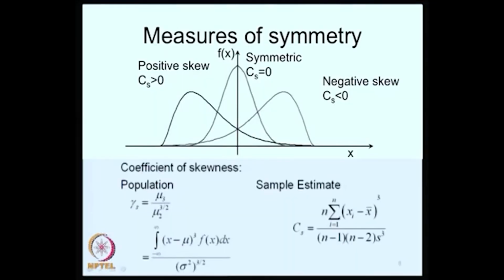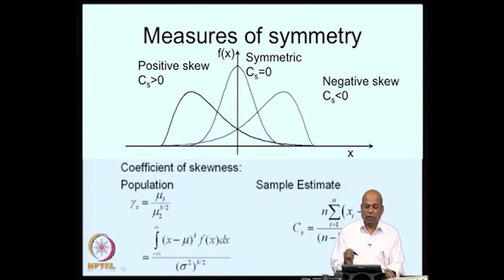So, let us look at the measure of symmetry now. What is it that we are looking at? We are looking at, let us say there is a distribution something like this. There is a long tail towards the right and another distribution which has a long tail towards the left and has a similar peak as any of them, and there is another distribution which is perfectly symmetrical about a certain point.